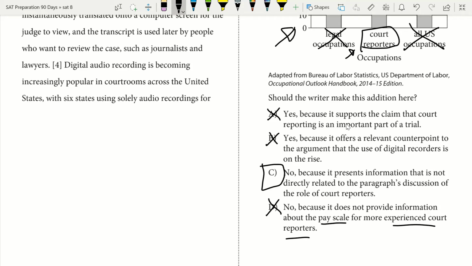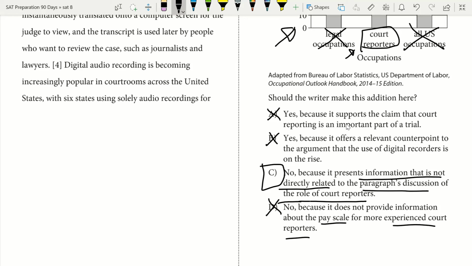No, we don't want to add this graph because it's presenting information that's not directly related to the paragraph's discussion of the role of court reporters. If you're asked whether you should add a graph or not, you would only want to add it if it's directly supporting something you're saying in that paragraph. If it's directly supporting an idea in the paragraph, or it's providing a piece of evidence in the paragraph, or it's showing a comparison that you make in the paragraph, or it's explaining a key concept in the paragraph, those would be reasons to add a graph to a passage.